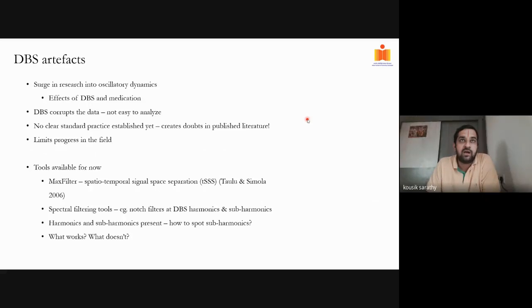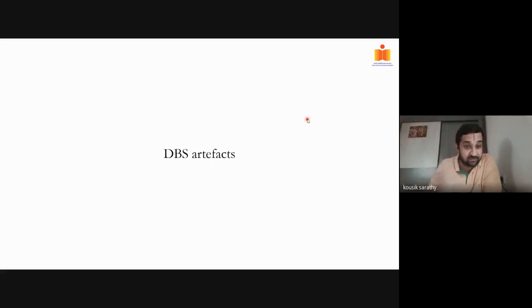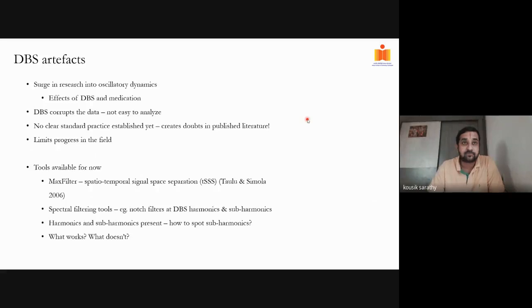Artifacts. So typically what happens is we want to study patients when deep brain stimulation is switched on. That's very important for us. And we are now trying to measure magnetic fields of femtotesla. That's the level of energies we are looking at. And now if you put in a DBS source, which is typically going to be activated at a few milliamps, that is going to hugely corrupt the data.